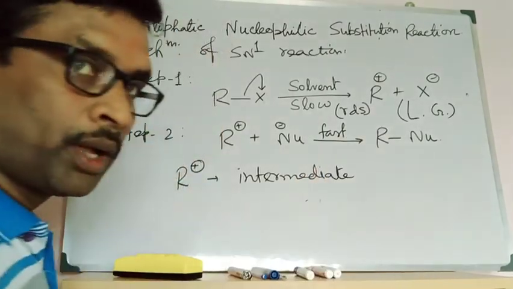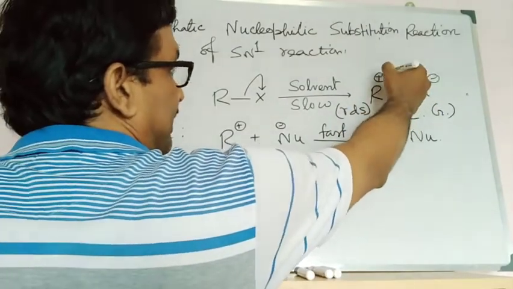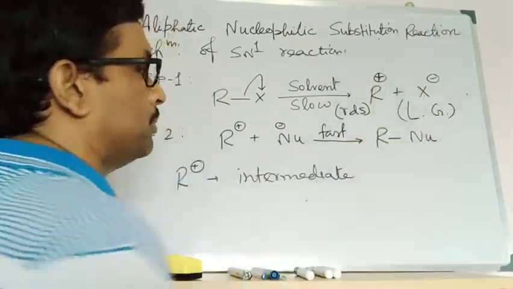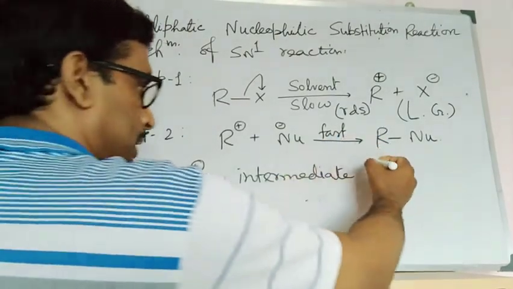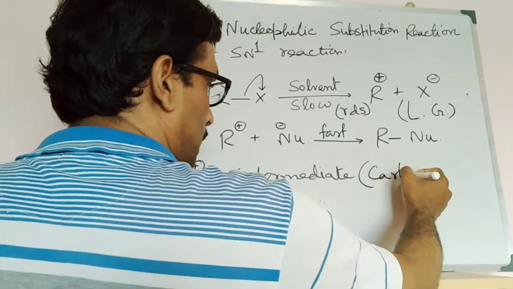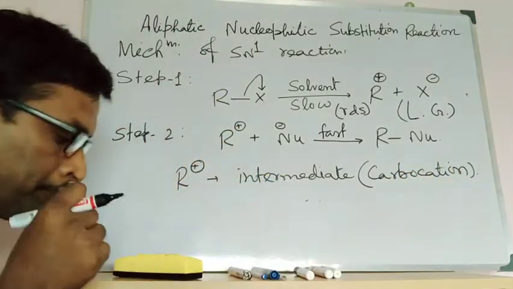This is not the product and not the substrate, it will be formed in the intermediate step of the reaction, that's why this is called the intermediate. Clearly this one is what? This one is carbocation. Okay, this one is called the carbocation.